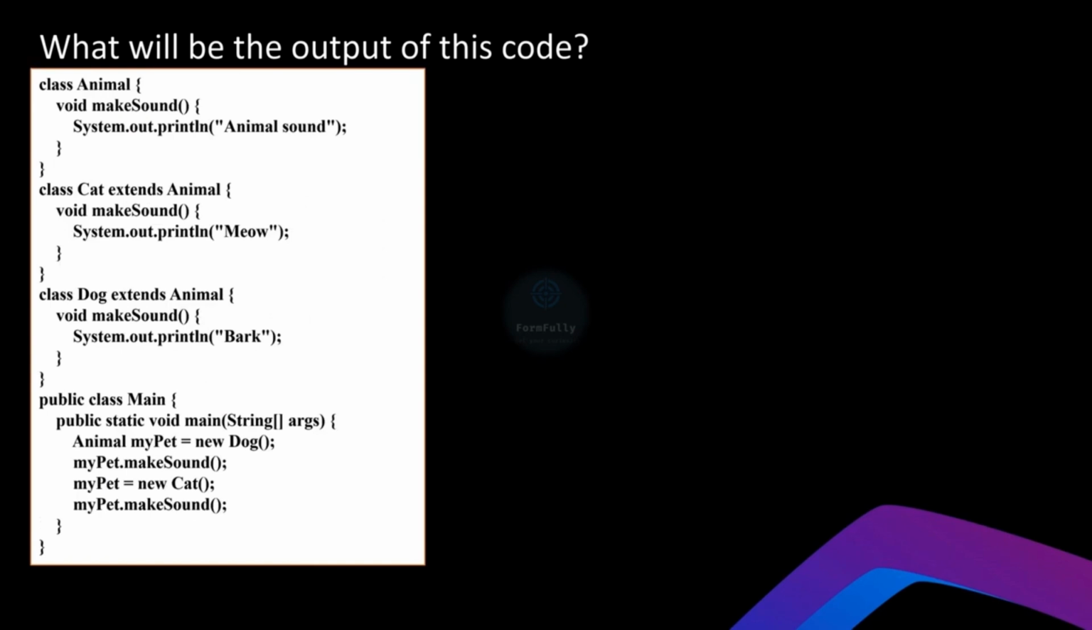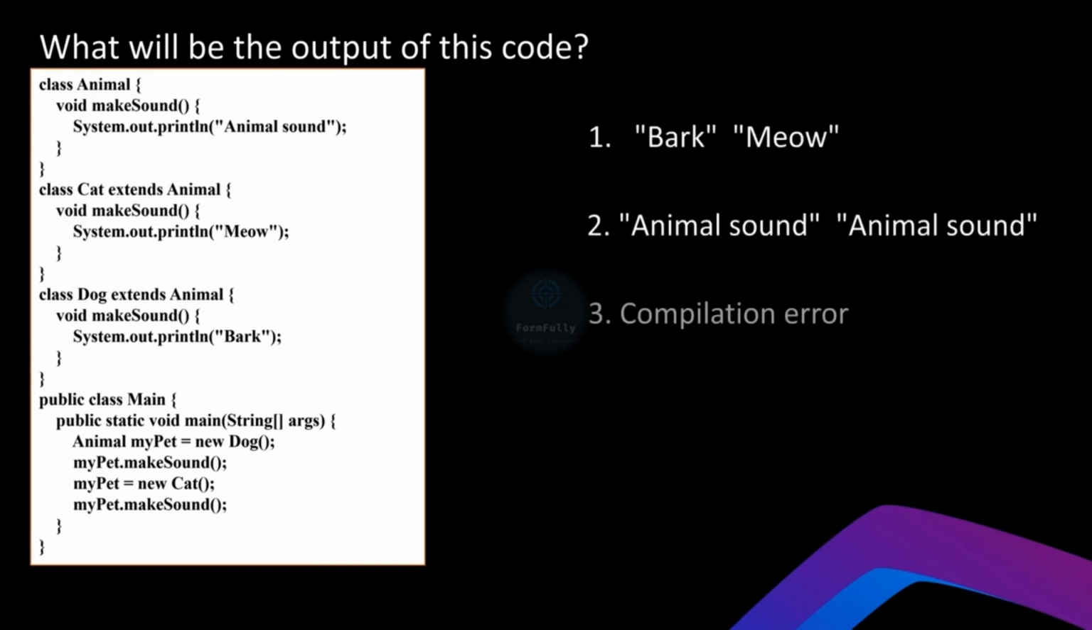Next snippet question. What will be the output of this code? Options are as follows. First, think about the correct option. I hope you found the correct answer. First, let's discuss the code.